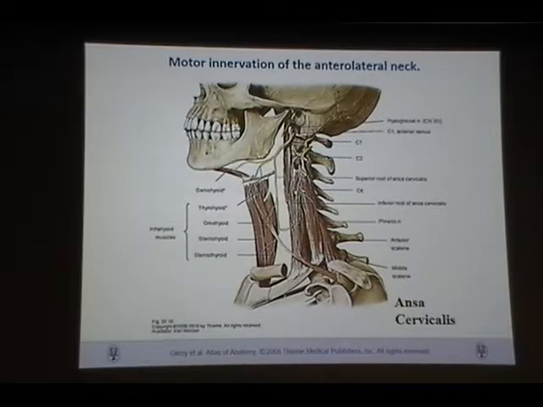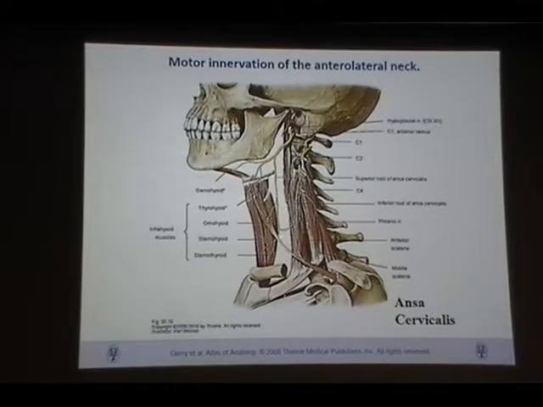Here, coming down here, remember C3, 4, and C5 form this nerve that runs down on the outside of the anterior scalene muscle and goes all the way to where? Where does the phrenic nerve go? To the diaphragm, both from a sensory perspective and a motor perspective.